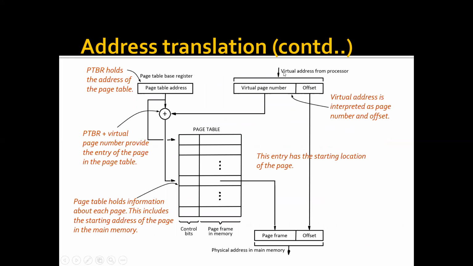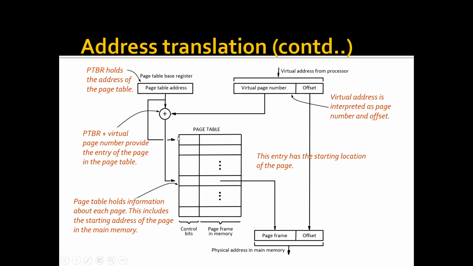Here, this is the virtual address generated by the processor, which has two parts, virtual page number and offset. The page number says which page contains the data. The offset says inside that page at which location we will find it. Now our objective is to convert this virtual address to a physical address. What is a physical address? The actual address in the memory.